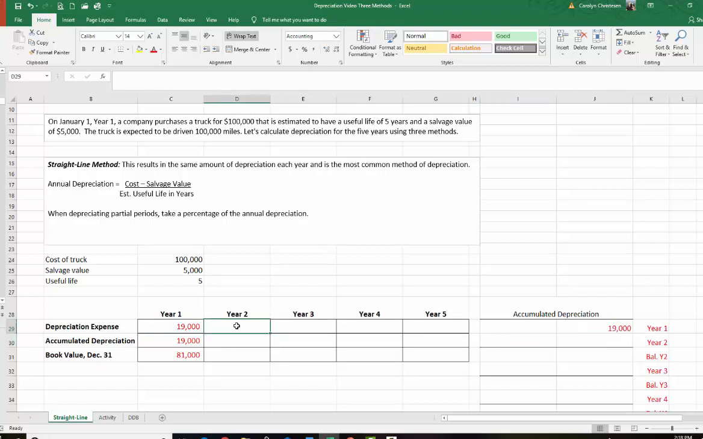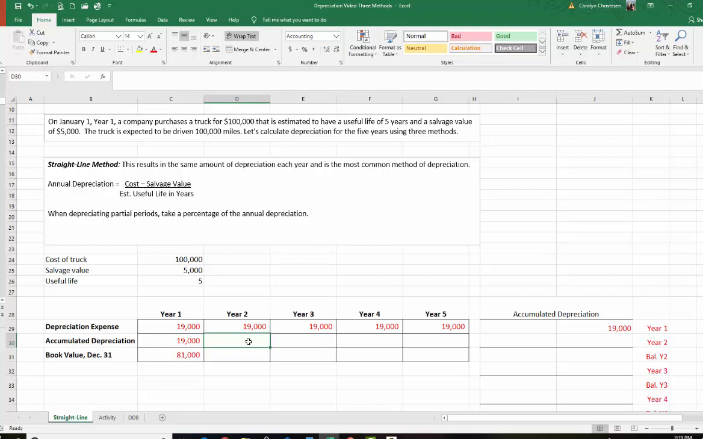Now, the beautiful thing about straight line is that it's the same every year. Our depreciation expense is going to be exactly the same every year. Every year we have a full year, and we're going to take $19,000 of depreciation. Now, what happens to our accumulated depreciation every year?